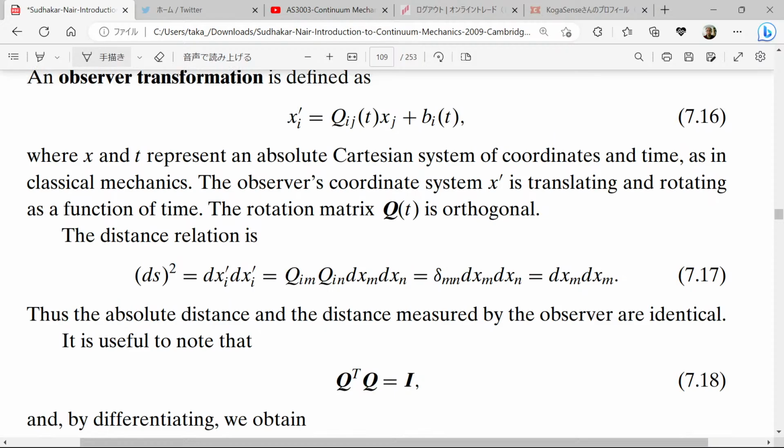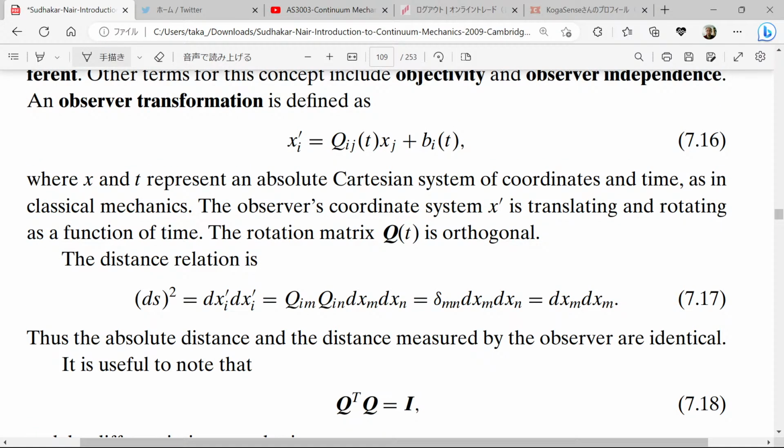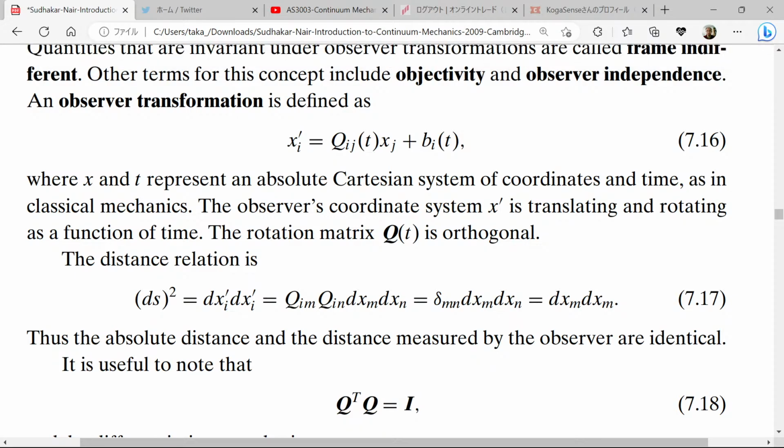The distance relations. I'm not sure whether this is only rotation. Is Q(t) only rotation?